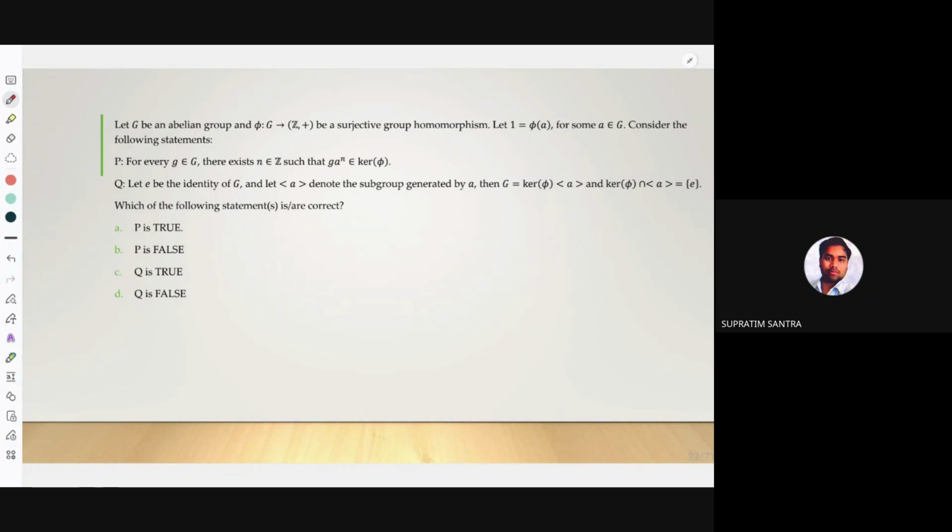So now, since it's surjective, 1 in Z will have a pre-image. So we are taking that to be A. So now let 1 be phi of A for the main G. So now we have two statements. The first statement is for every g in G, there exists an n in Z such that g a power n belongs to kernel of phi. So now let's check if P is true.